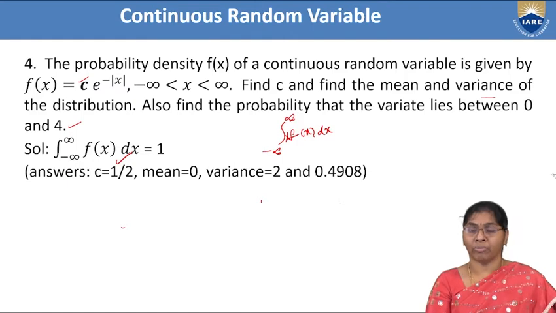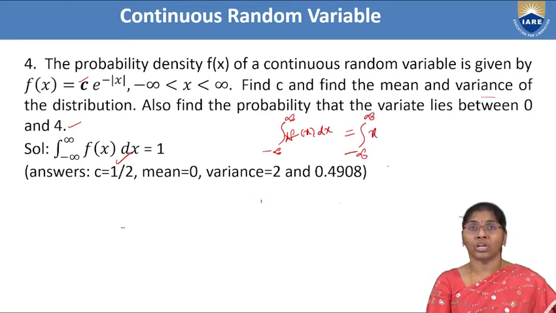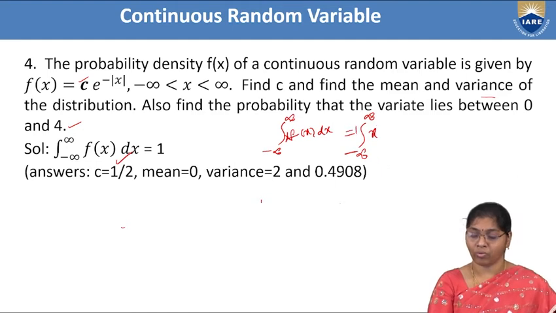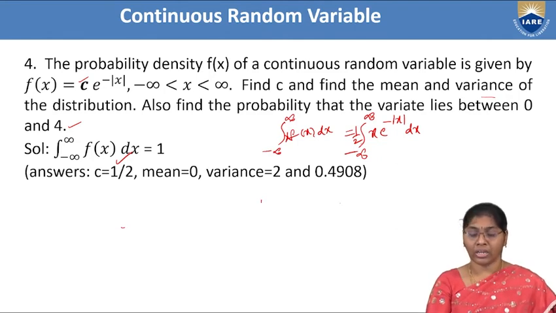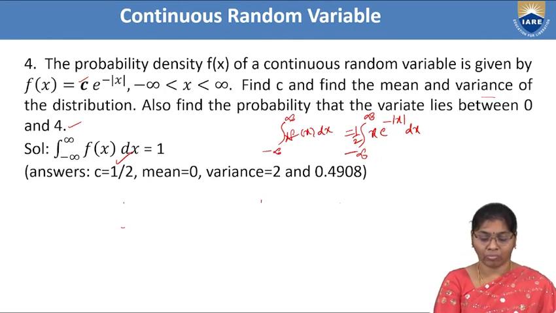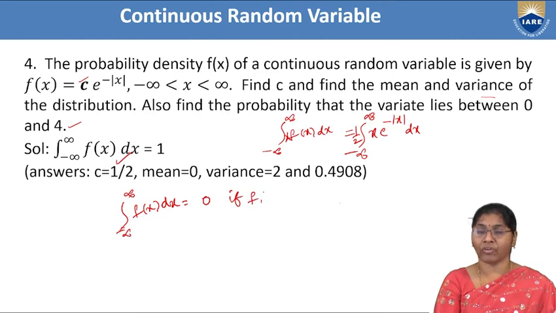Now, what about the mean? Mean means the integral from minus infinity to infinity of x f of x dx. Here x as it is, and f of x means c into e power minus mod x, where c equal to 1 by 2, so 1 by 2 into e power minus mod x dx. Here one condition is there: for an odd function the value is 0, and for an even function it is twice the integral. The integral from minus infinity to infinity of f of x dx equals 0 if the function f of x is odd.